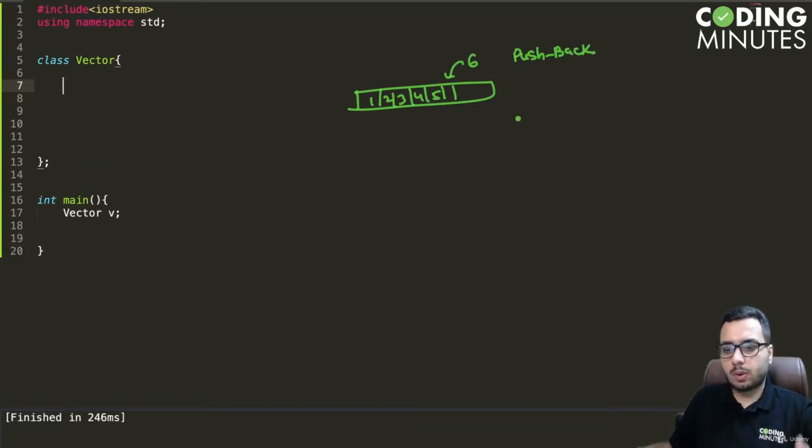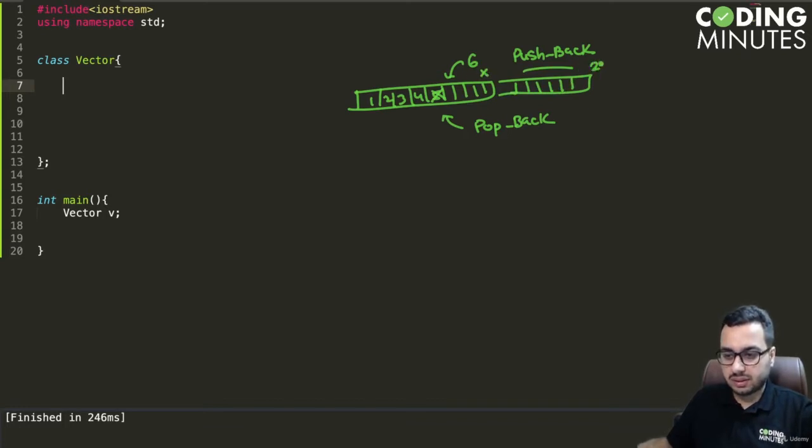We can also do pop back. That means the element which is at the last position, we want to remove that element from the vector. So we will create a method that actually does this work, and we will also do the work for pushback. And if the vector is full, this pushback should also double the vector from a size of x to a size of 2x according to the logic that we have just discussed.